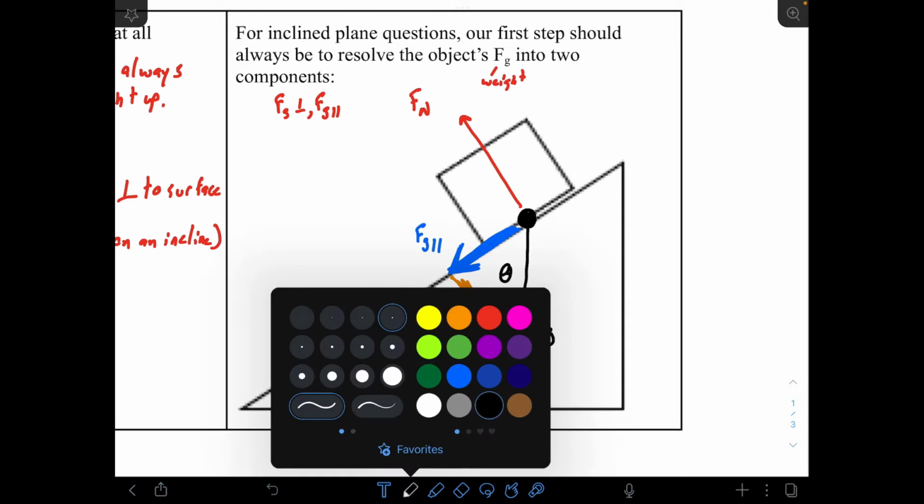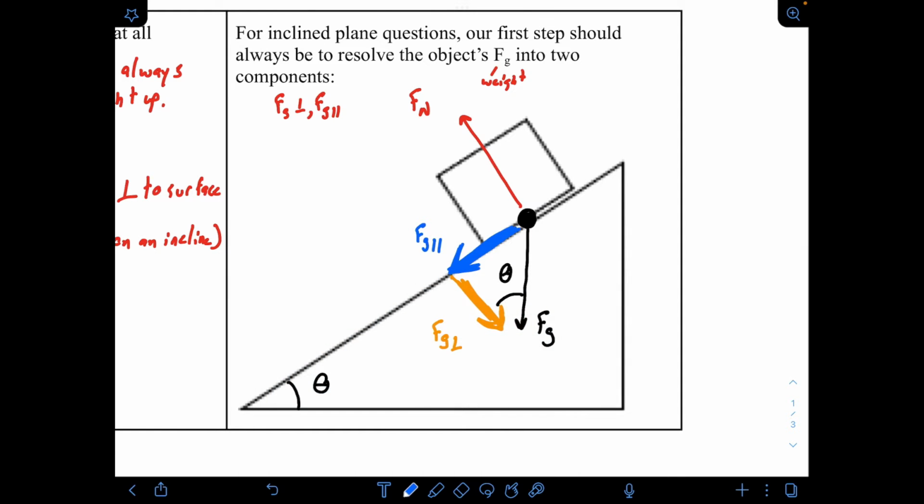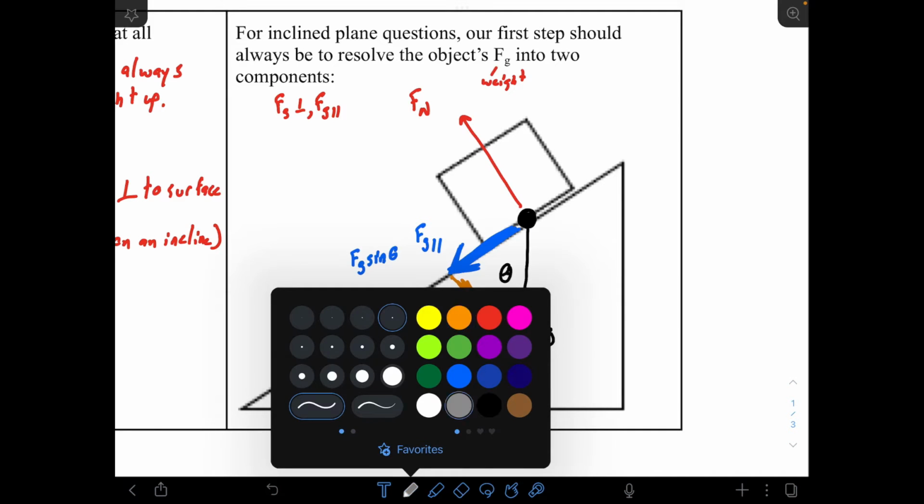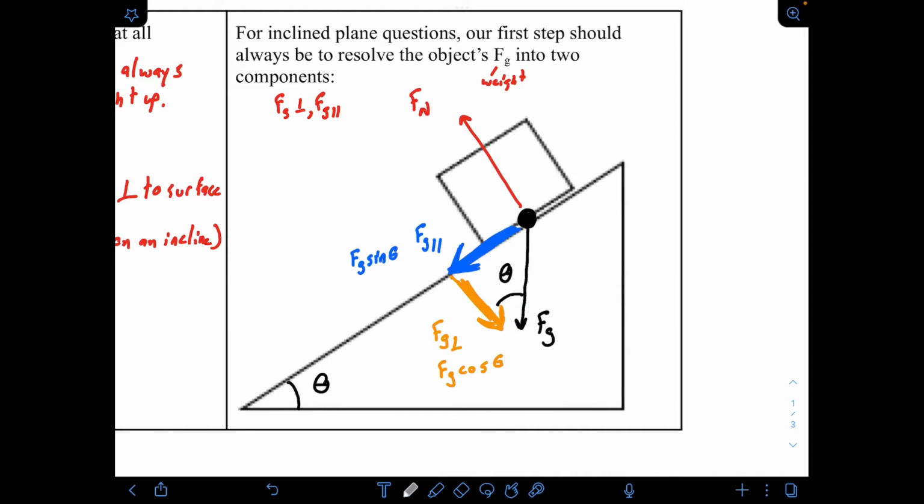The trig would tell us that the Fg parallel is Fg sine theta, and the perpendicular part is Fg cosine theta. So that is how the trig functions work with how the weight components are set up.